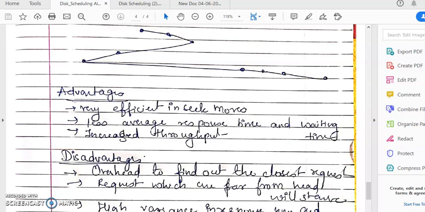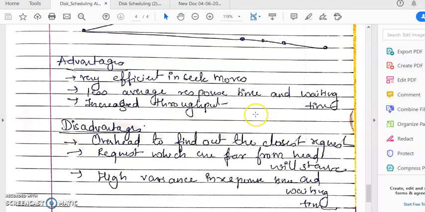The disadvantages are the overhead to find out the closest request, so I have to go through all the requests and find out which one is the closest one. Requests which are far from the head will starve. As we have seen, the 183 was the farthest from the current request, so it was attended last.